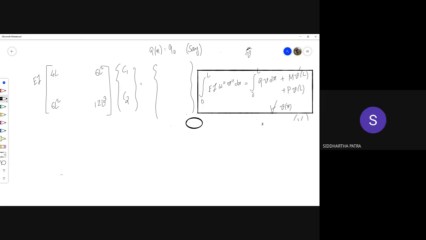ওকে, F1 কত আসছে? L cube by 3 plus 2 ml plus PL square. And this one? Q L to the power 4 by 4 plus 3 ml square plus PL cube. Okay.